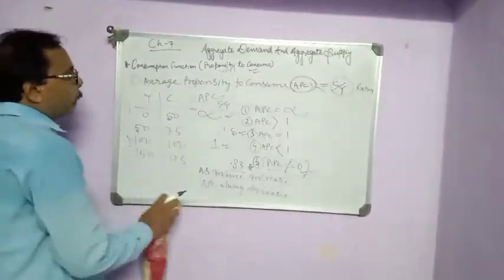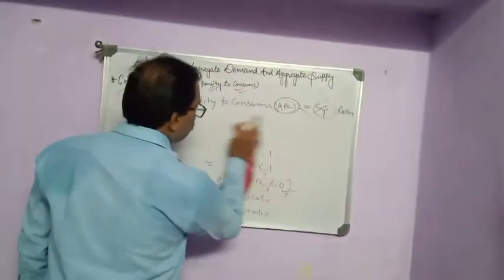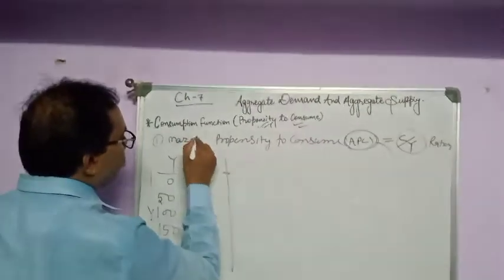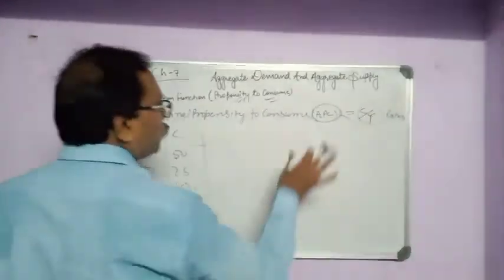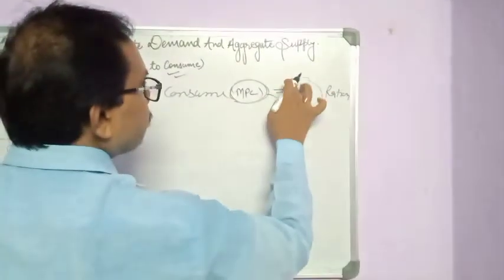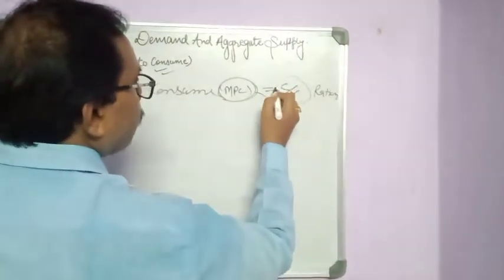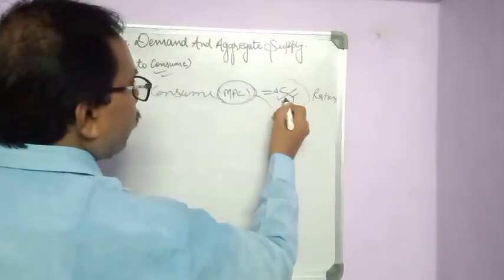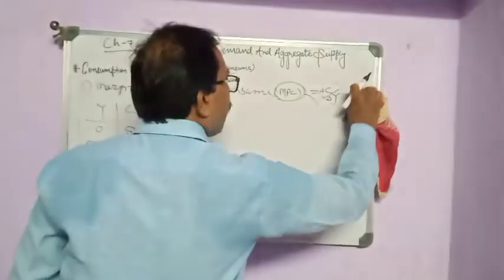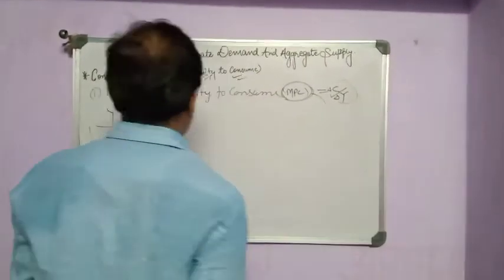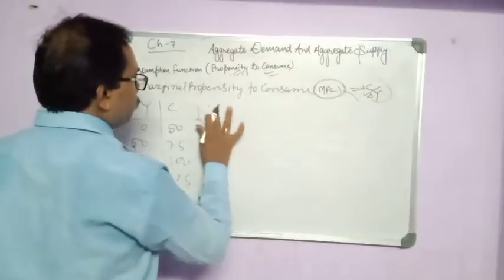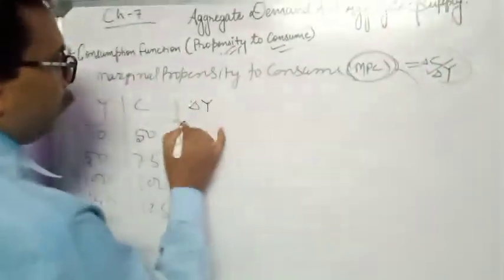Now come to the marginal propensity to consume, that means MPC, and MPC is equal to delta C divided by delta Y. Clear? Now, as you know, delta means change. So change in consumption, here change in income. First of all, change in income.